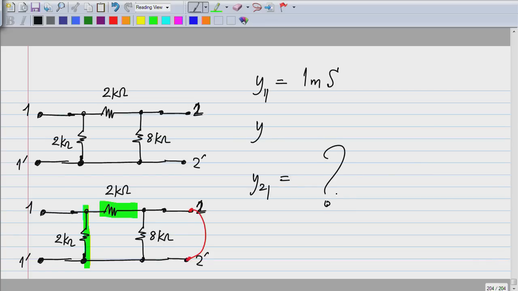Please find the value of Y21. I jumped to Y21 because it's also measured with port 2 short circuited.